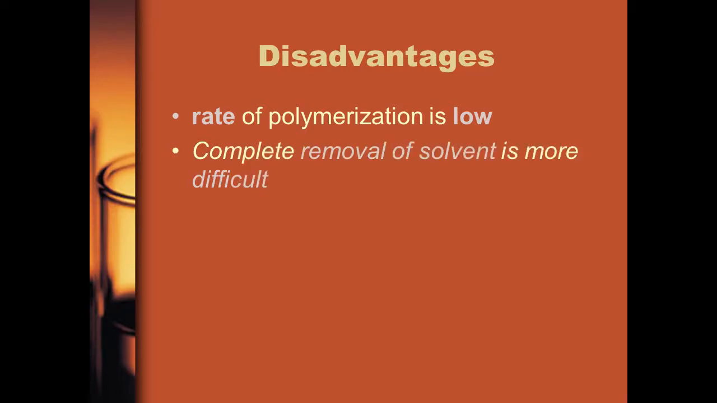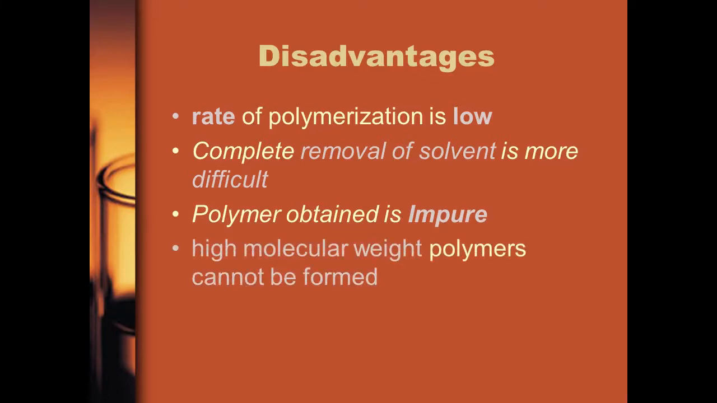Though this polymerization has some advantages, there are also some disadvantages. The first one is the polymerization rate is very slow, and the complete removal of solvent is very difficult. The polymer obtained is impure because we are adding an external solvent here, and the polymers that can be formed are of lower molecular weight.